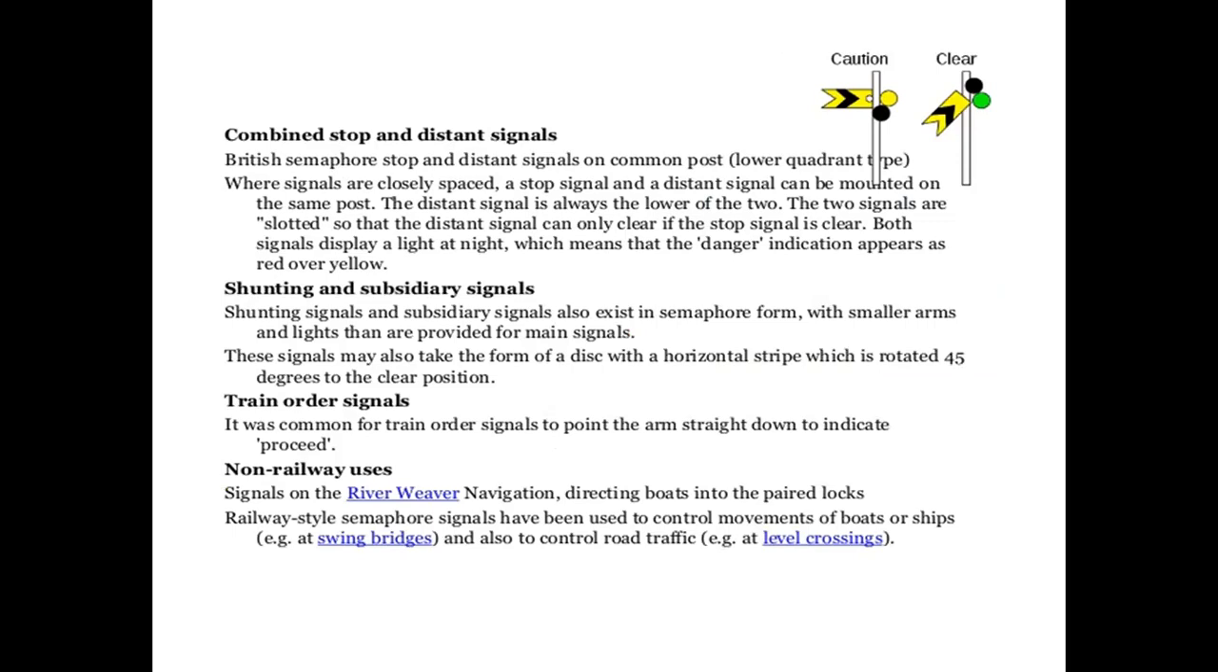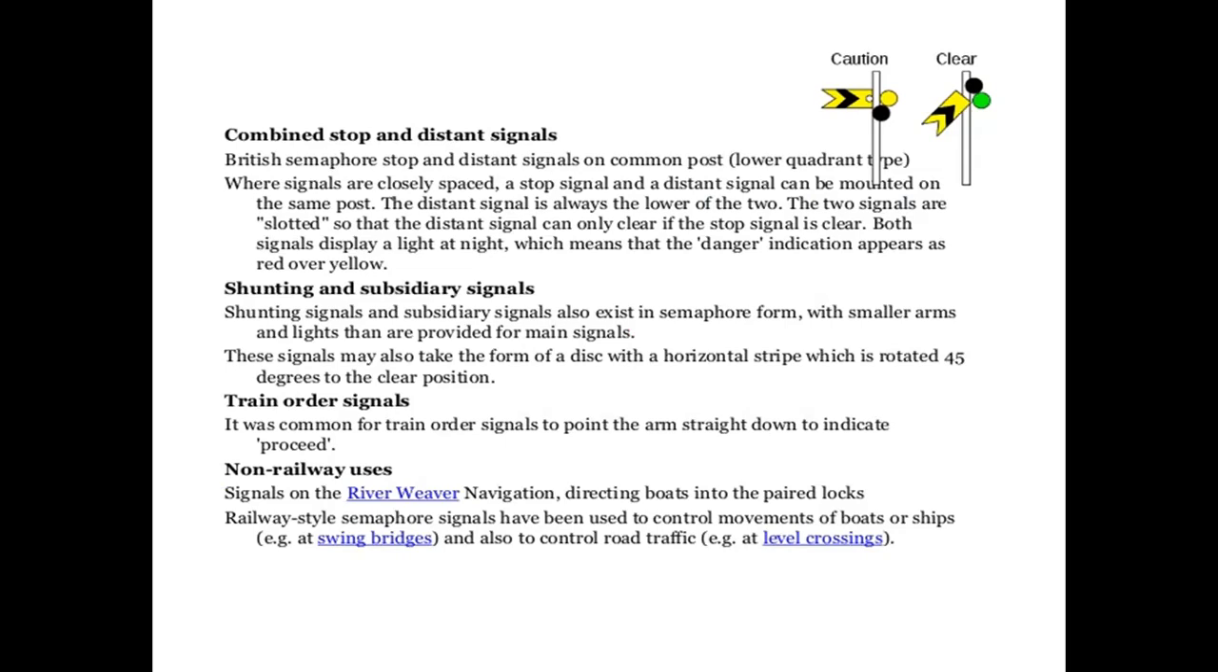So the combined stop and distant signals. These are the British semaphore stop and distant signals on a common post, lower quadrant type, where signals are closely spaced. A stop signal and a distant signal can be mounted on the same post. The distant signal is always the lower of the two. The two signals are slotted so that the distant signal can only clear if the stop signal is clear. Both signals display a light at night, which means that the danger indication appears as red over yellow.